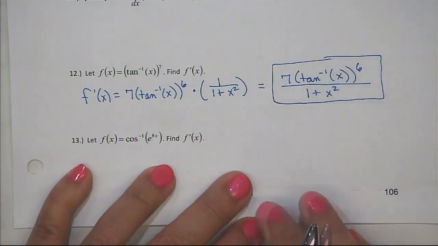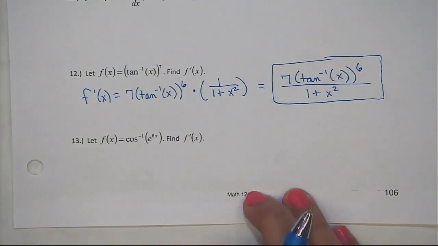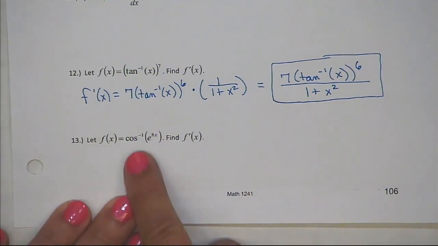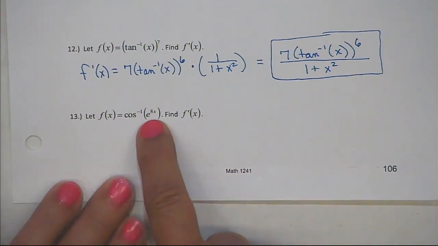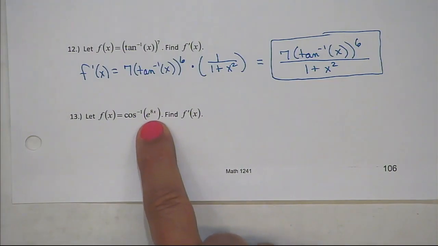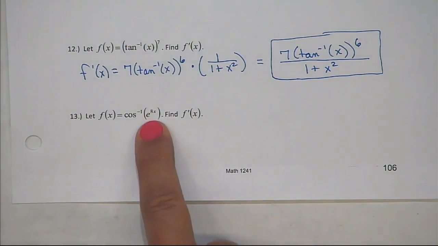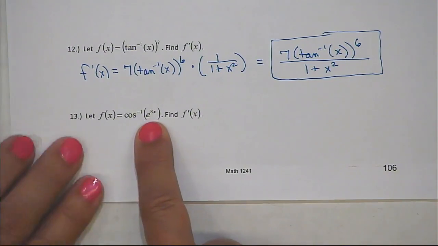And please remember the word arc. You can use arc, you can use that -1. It doesn't really matter. Now number 13 is good because now I'm doing the inverse cosine, and then there's your x. So your x in this problem is e to the 8x. So when you substitute it in, that's what you have to sub in.